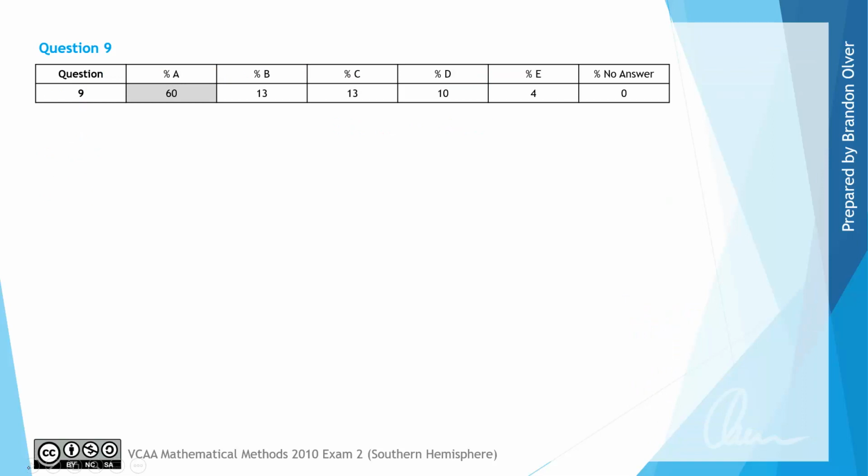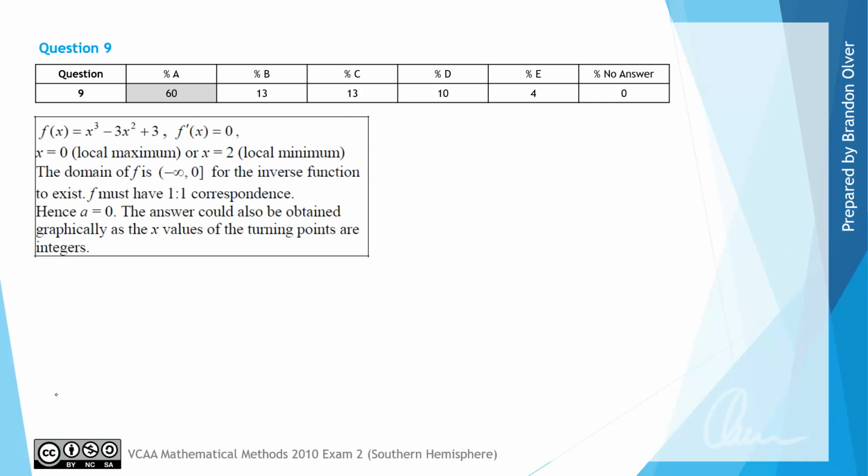From the examiner's report, we can see that this question did challenge some students in the exam, with only 60% of students getting this question fully correct. The examiner's report also included the following commentary, which talks about solving the derivative equal to 0 to find those two stationary points, which occurred at x is 0 and when x is 2, and the need for f to be 1-to-1, which we spoke about on the previous slide.